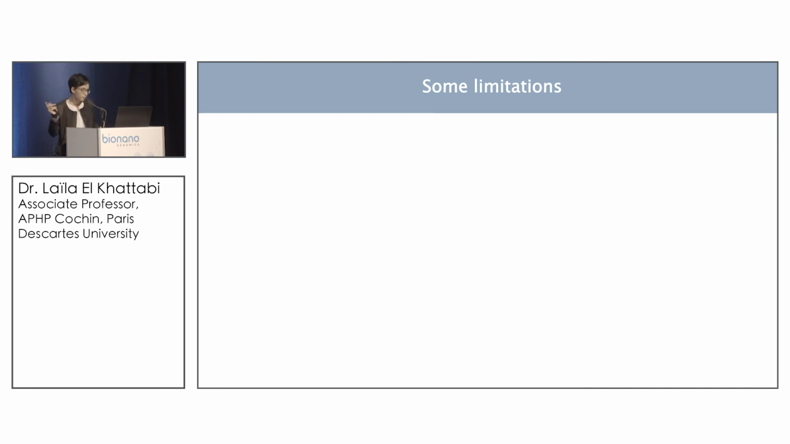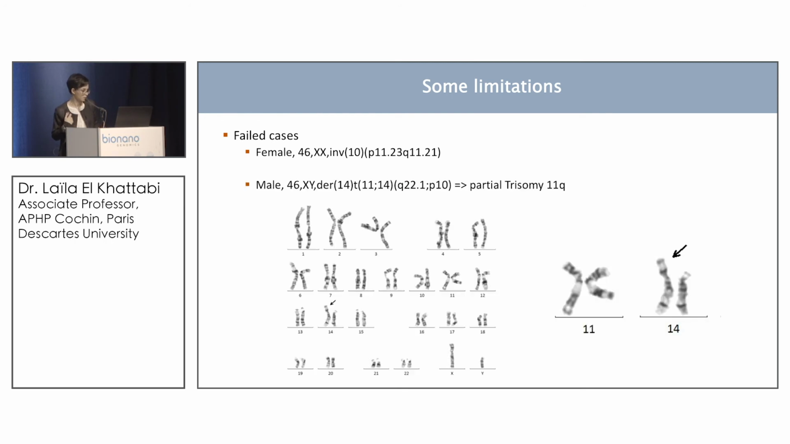So I also have some failed cases, even if we are working hard with Bionano to understand why. This one was a female who came for reproductive disease, who had an inversion on chromosome 10, a pericentromeric inversion. For now, what we see is that the breakpoints potentially locate into regions that are poor in DLE1 sites, the labeling sites of Bionano, so that might explain why we couldn't pick it up.